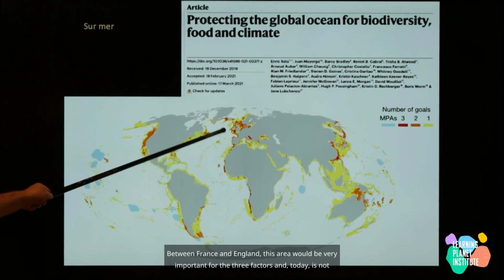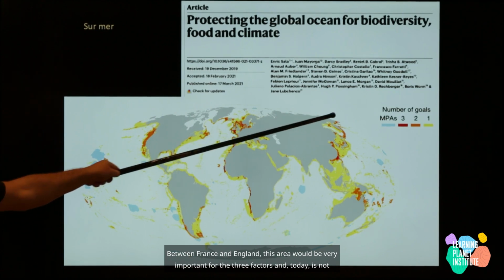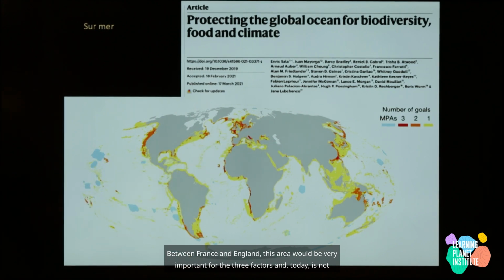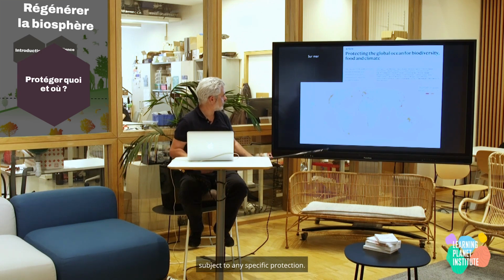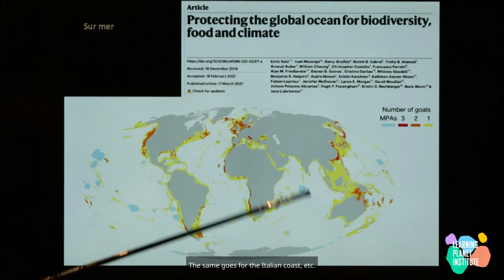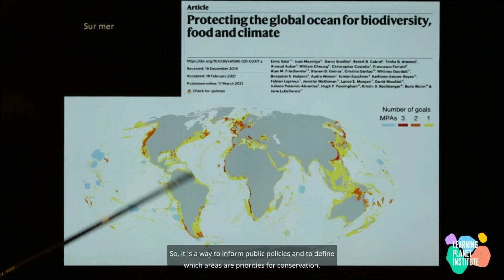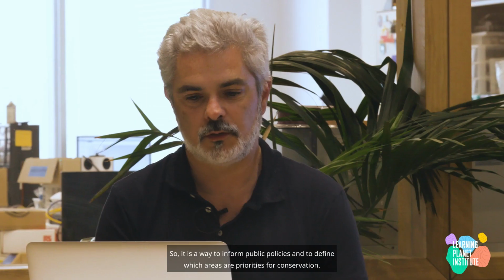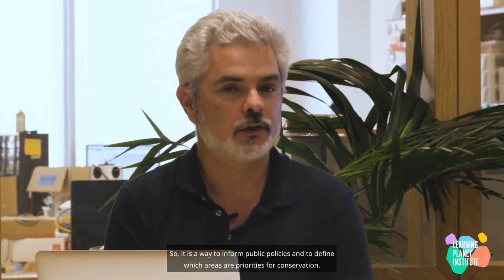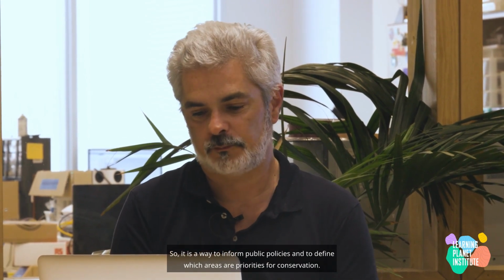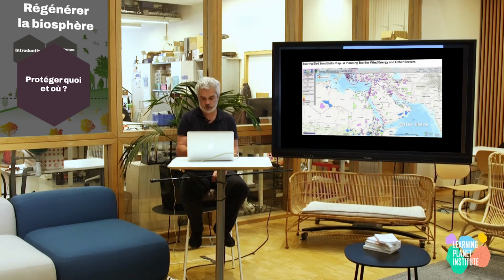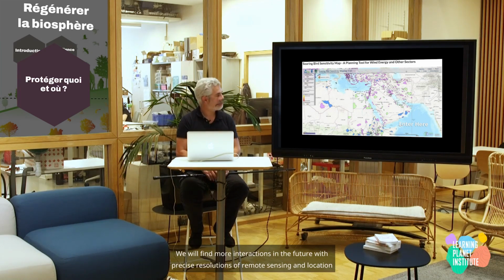Between France and England, this area would be very important for the three factors and today is not subject to any specific protection. The same goes for the Italian coast, etc. So it is a way to inform public policies and to define which areas are priorities for conservation. We will find more interactions in the future with precise resolutions of remote sensing and location identification.